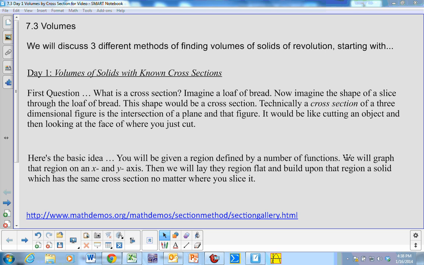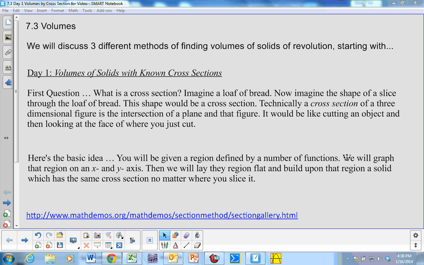And we're going to learn a couple of different ways to do that, and today we're going to start with one that's a little bit different that has to do with if we know what the cross sections look like. So first question would be, what in the world's a cross section? Well, if you think of a loaf of bread and then the bread's all cut into slices, that slice is what we call a cross section.